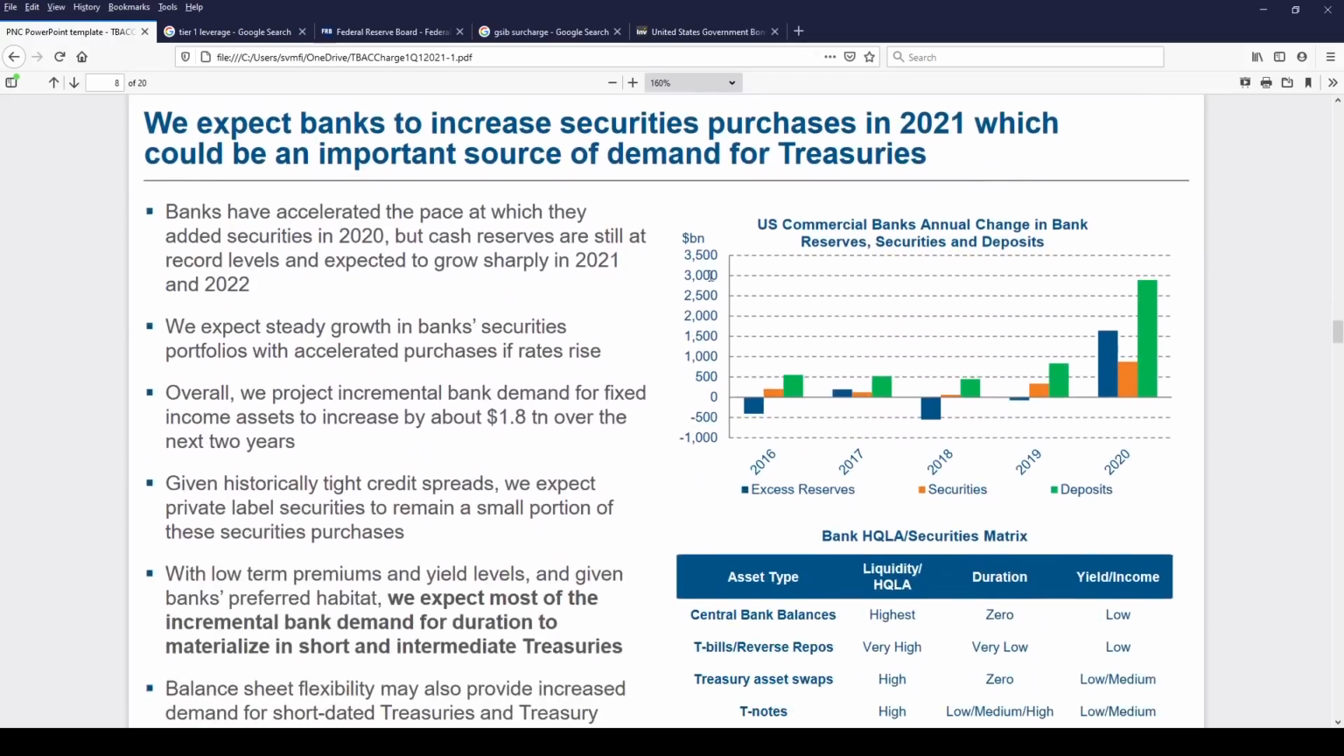We expect banks to increase securities purchases in 2021, which could be an important source of demand for treasuries. So when everyone says no one wants to buy bonds, the banks want to buy them. Banks have accelerated the pace at which they added securities in 2020, but cash reserves are still at record levels and expected to grow sharply in 2021-2022.